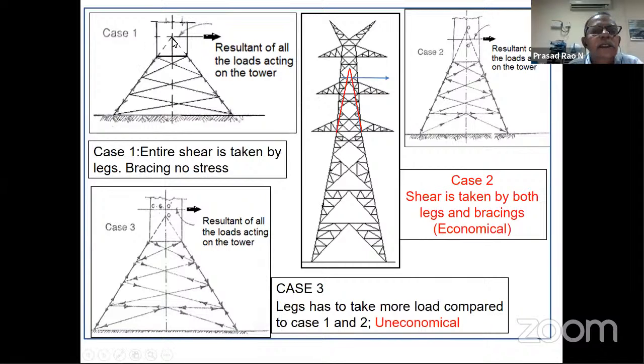Whereas in this case, the resultant load is acting on the apex, only leg members will take the load. In the third case, we have the resultant loads acting on the tower above that crest. That means it will create additional moments, and only leg members are loaded. It becomes very uneconomical. Case 2 is more economical.